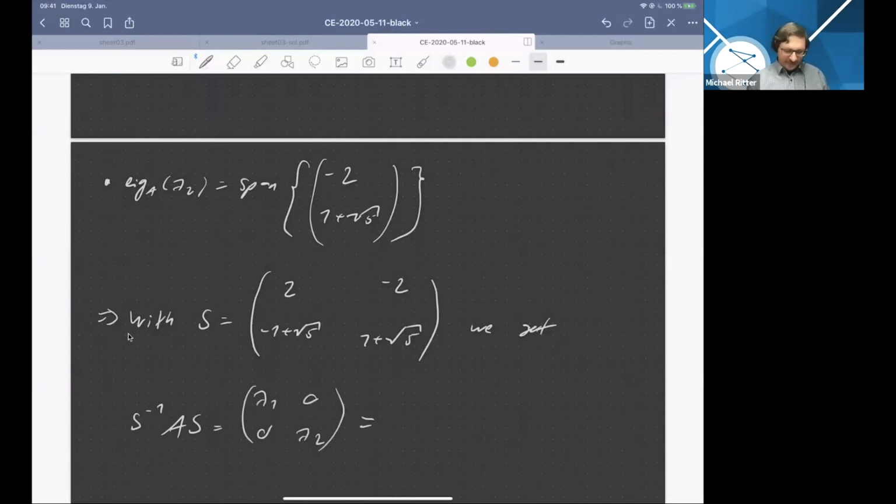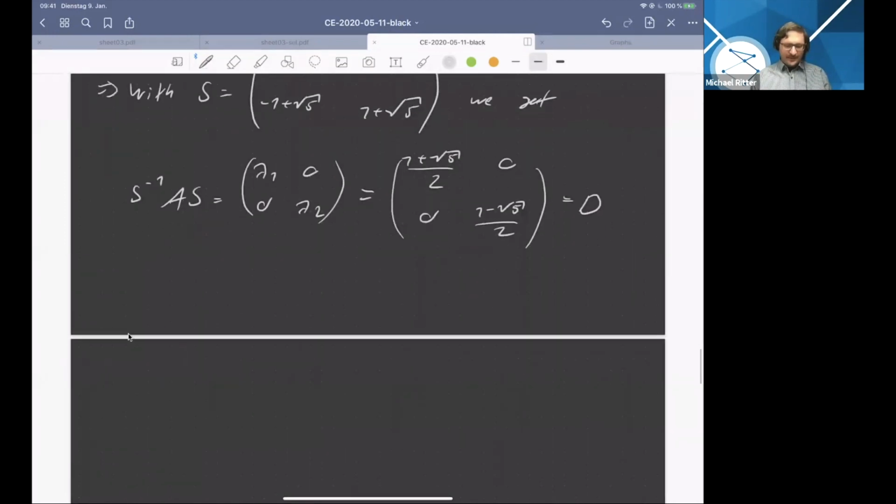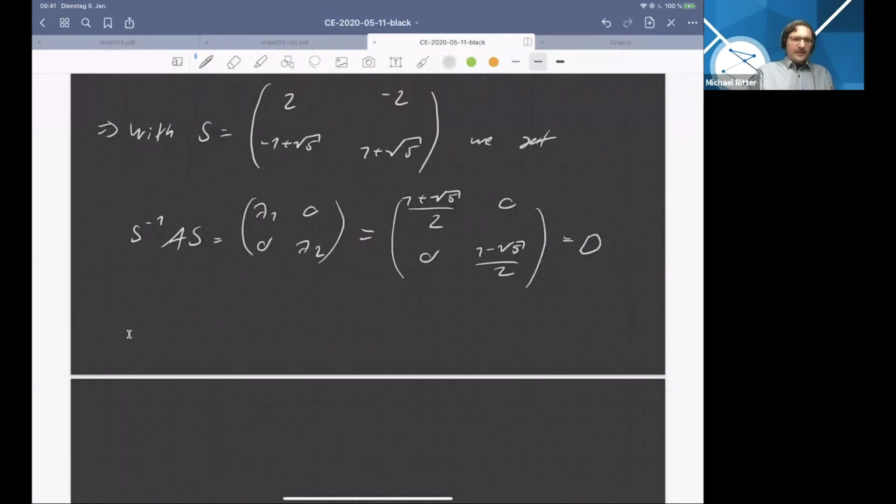Or if you rather write those eigenvalues explicitly, the first one is 1 plus square root of 5 over 2. The second one is 1 minus square root of 5 over 2. And let's call this the diagonal matrix D. Okay, so that's the computation of eigenvalues and eigenvectors.